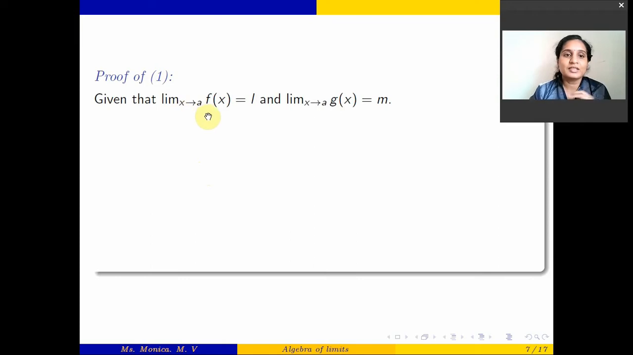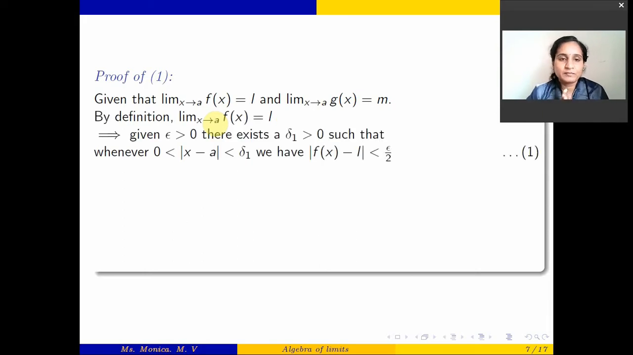I'll start with given: the limit as x approaches a of f(x) is equal to L, and the limit as x approaches a of g(x) is equal to M. By definition, the limit as x approaches a of f(x) equal to L means given epsilon greater than 0, there exists a delta 1. Because I have two limits, the first delta I will call delta 1, and corresponding to the second limit with the same epsilon I will find another delta, which I will call delta 2.